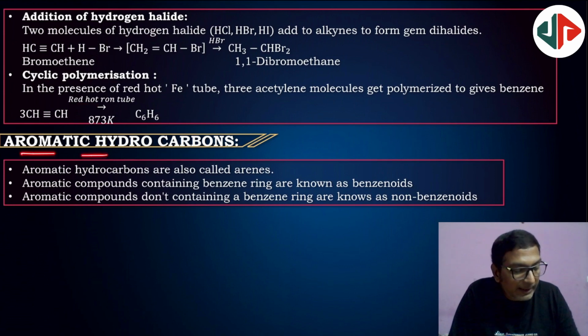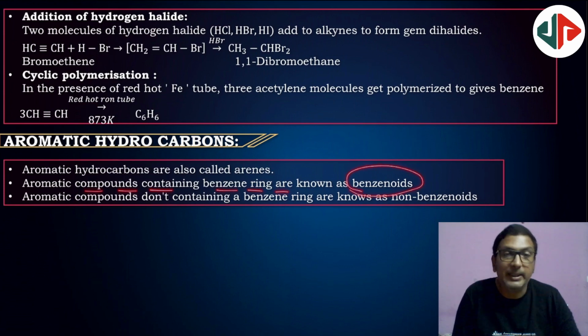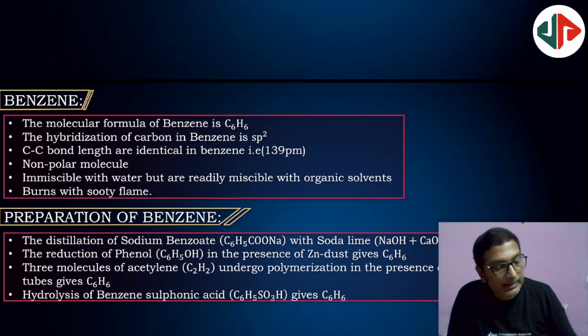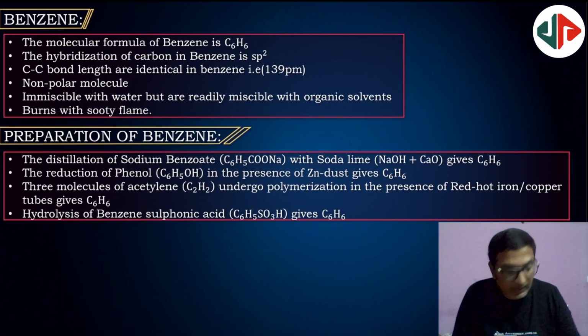Next, aromatic hydrocarbons. Aromatic hydrocarbons are known simply as arenes. Aromatic compounds containing a benzene ring are benzenoid aromatic compounds; those which do not contain a benzene ring are non-benzenoid aromatic compounds. Next, here benzene. The molecular formula is C6H6 or CnHn. These types of compounds are known as annulenes.